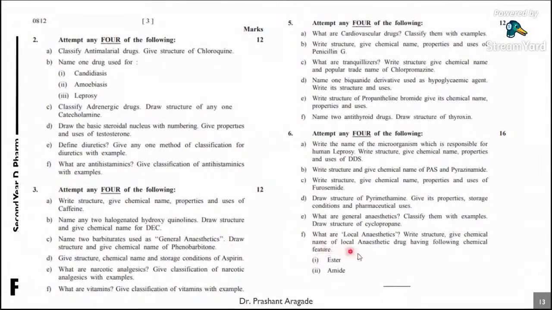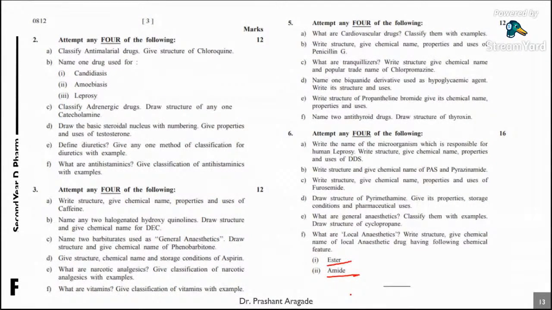This means they have not directly asked to draw the structure of a chemical drug. What they have asked is to draw the structure of local anesthetics having the following chemical features, that is esters and amides. Then you have to draw the structure of local anesthetic drugs that contain the ester functional groups. And secondly, you have to draw the structure of other drugs that contain the amide functional groups.